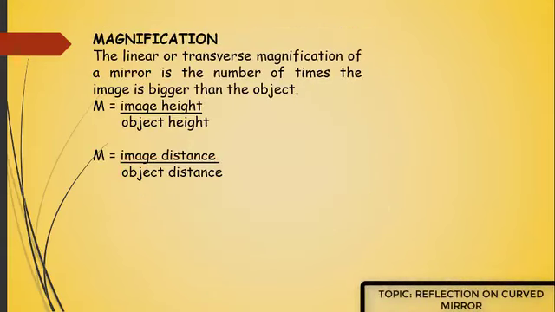Now, when we want to find magnification, magnification simply refers to how big the image is, the ratio of the image to the object. In other words, the ratio of the height of the image to the height of the object, which is bigger than which. That is what gives us the magnification. Alternatively, if we don't want to use image height, we can use the ratio of image distance to object distance.